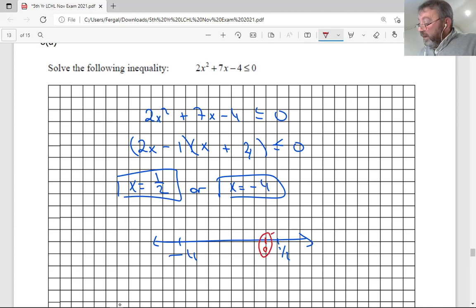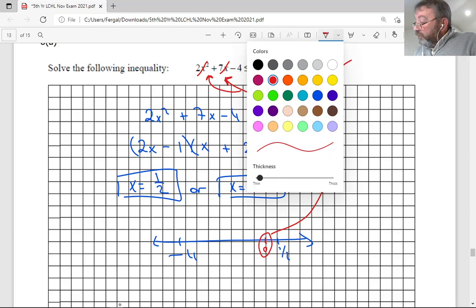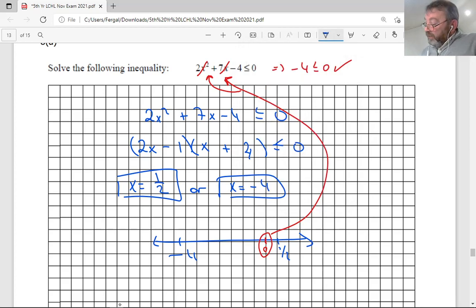But test where? In the original inequality. You put 0 in for both x's. That goes to 0, that goes to 0, and it leaves me with minus 4 is less than or equal to 0, which is correct. So therefore, and because they're both allowed to be included, because it's a less than or equal to sign, that means that the minus 4 gets a dot, the half gets a dot, and we shade between the two. Because again, x is an element of real numbers.